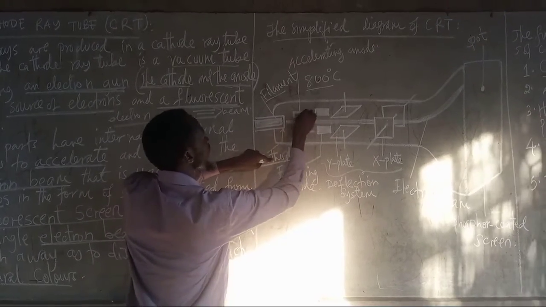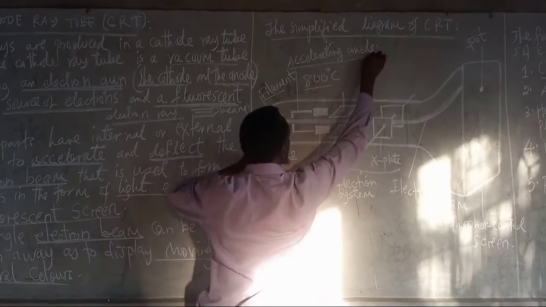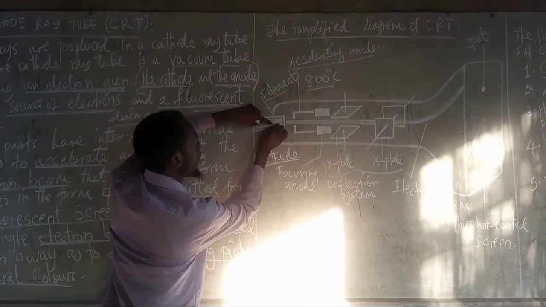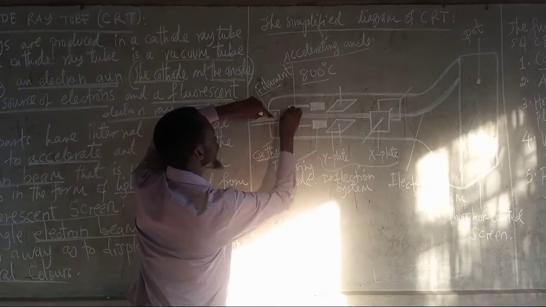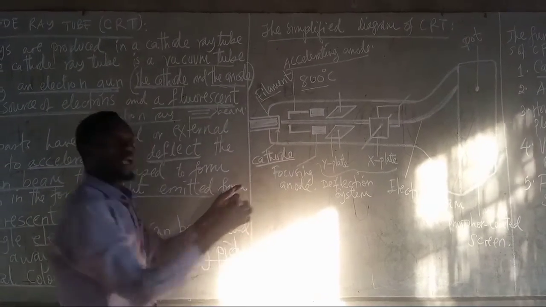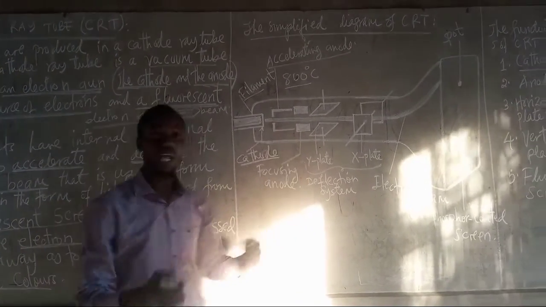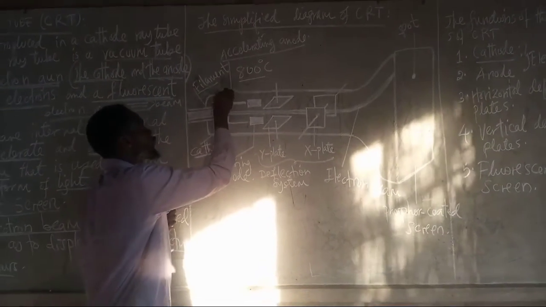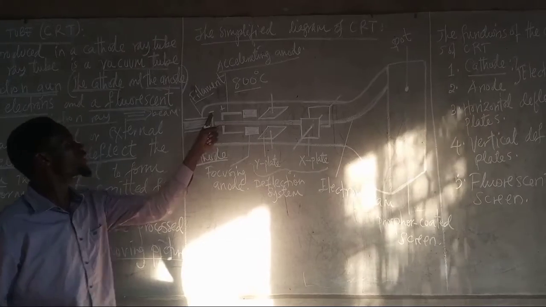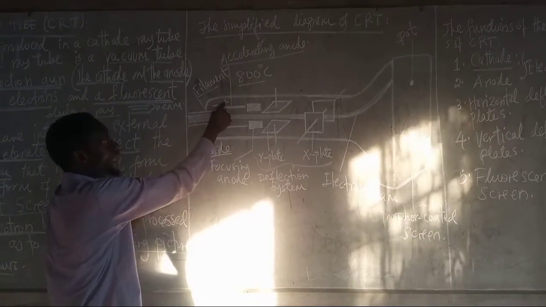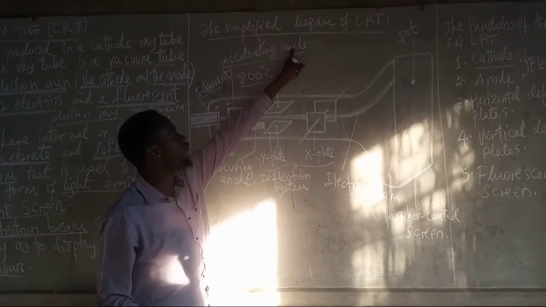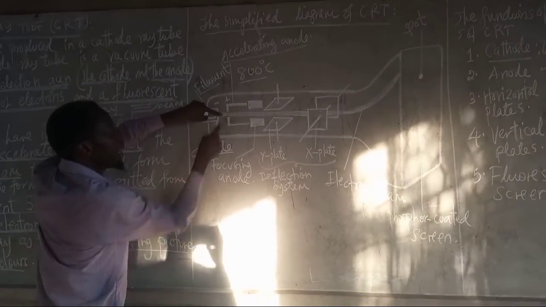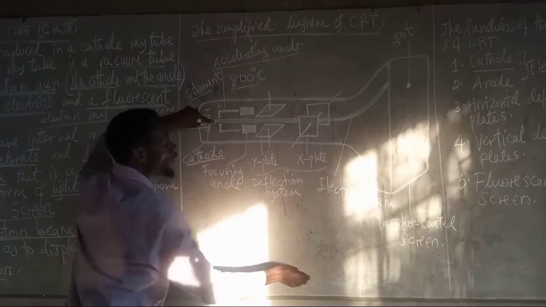Ndio maana hapa sasa tunaweka accelerating anode. Kwa huyo accelerating anode, kwa sababu huyo ambaye anakuwa produced hapa ni negative, anode ambaye ni positive. Manake like charges wanarepel na unlike charges wana attract. Kwa maana hiyo huyo ambaye amekuwa produced hapa negative, alafu hapa tunaweka positive. Ukiweka positive kiasi kwamba huyo atavutwa, na ndio maana inaitwa accelerating anode. Inavuta hizi cathode rays kupita hapa, maana yake inatengeneza electron beam.